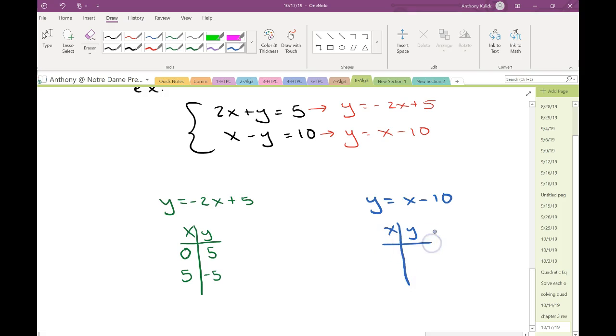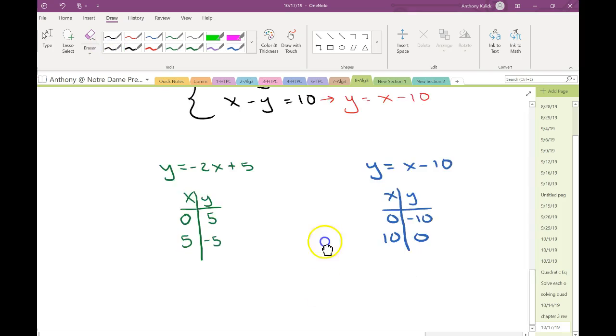Do the same thing over here. I'll pick 0 for x. What do I get then for y? Negative 10. And then, I don't know, I'll pick 10 for x. What do I get for y? 0. Okay.